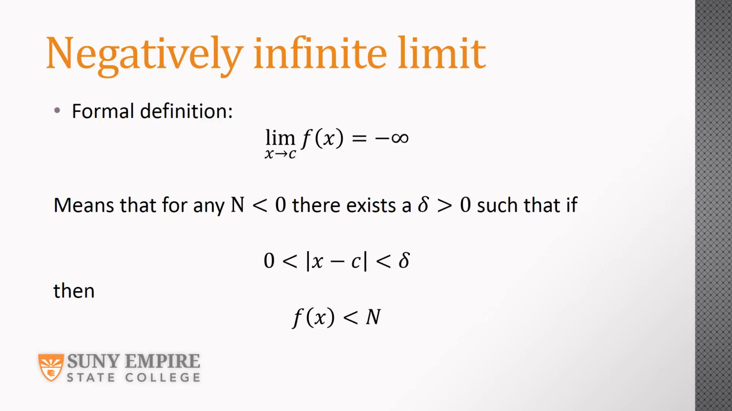Functions may also have limits that approach negative infinity. The formal definition for this type of limit is very similar to its positive relative. For limits equal to negative infinity, suppose we have any value n less than 0. We can find a value delta greater than 0, where some x value less than delta away from c has a function value less than n. So no matter how massively negative a value, we can find a function value that is more negative.